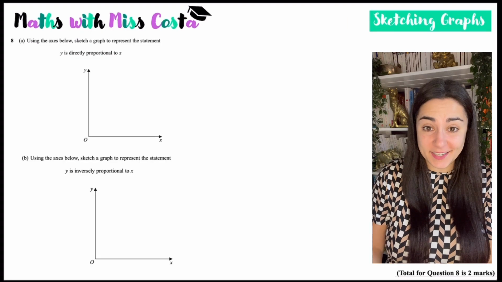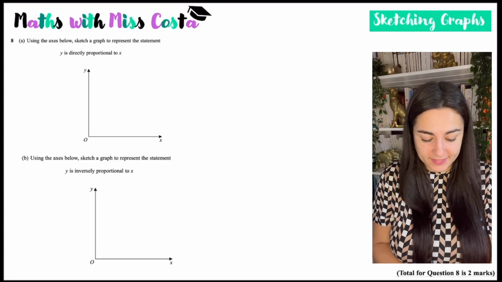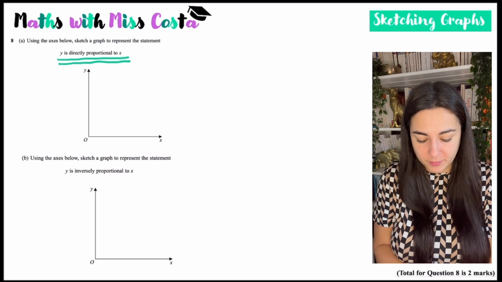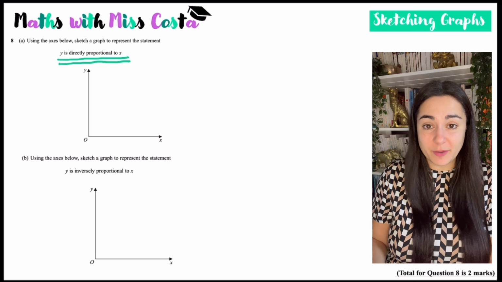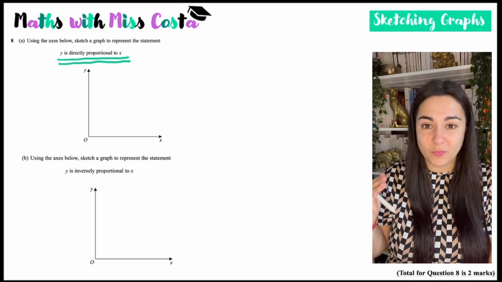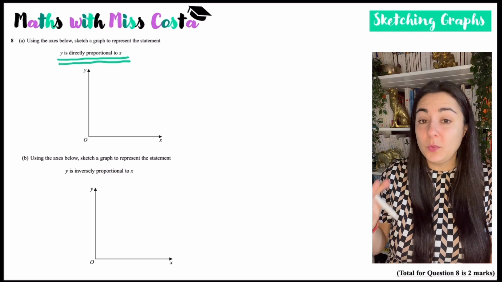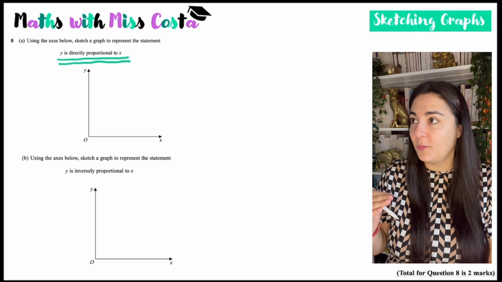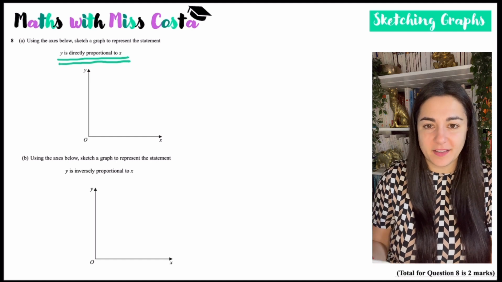So here I'm just sketching graphs. So for the first one, it's saying using the axes below, sketch a graph to represent y is directly proportional to x. Now what direct proportion means is that as one value increases, so does the other at the same rate. And it also means that if one value is worth 0, so would the other value.